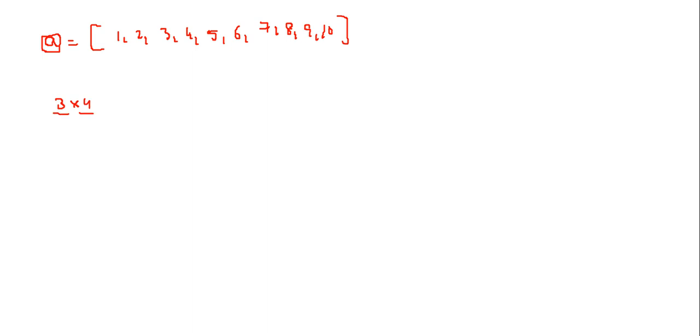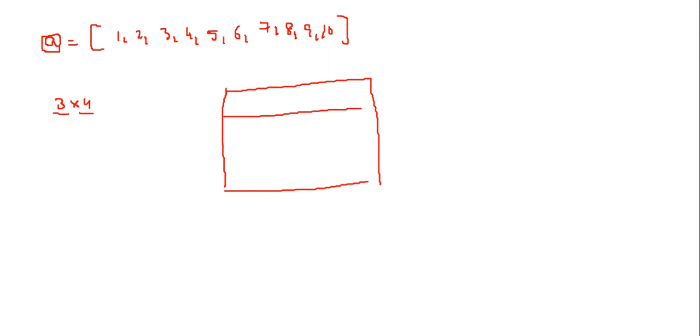Suppose I have an array A is equal to 1, 2, 3, 4, 5, 6, 7, 8, 9, 10. How many elements are you having? You are having 10 elements. Now I want to reshape this array of size 3 by 4. That means I want 3 rows and 4 columns. So how many elements do you require for 3 rows and 4 columns? You require 12 elements. So here these are the 3 rows and you have 4 columns. Now here you have 10 elements, but you require 12 elements.